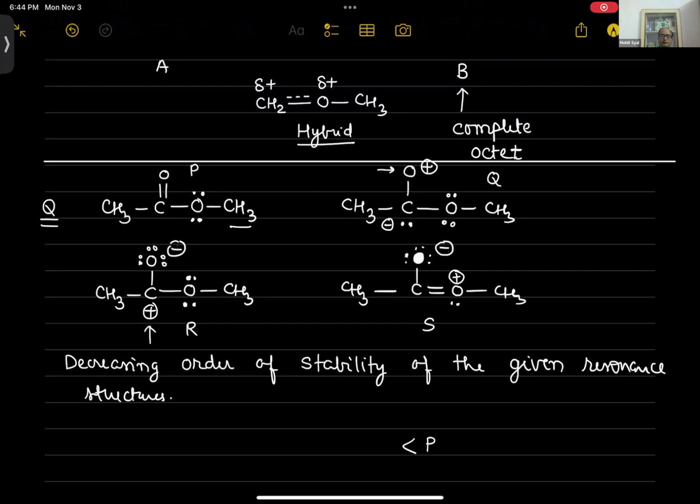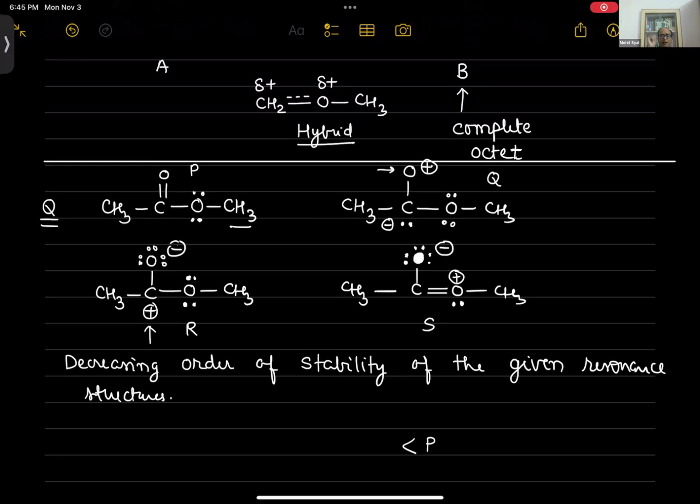8 electrons. Got it? 3 lone pairs are there and 1 bond is there, which carries 2 electrons. 8. Right? What about this one? The lower oxygen, is it having 8 electrons, complete octet? Yeah, it is. 3 bonds and 1 lone pair. Got it? So complete octet is there.